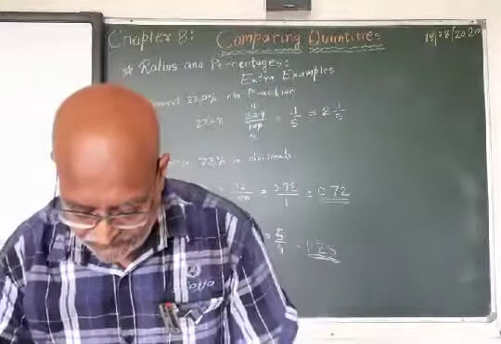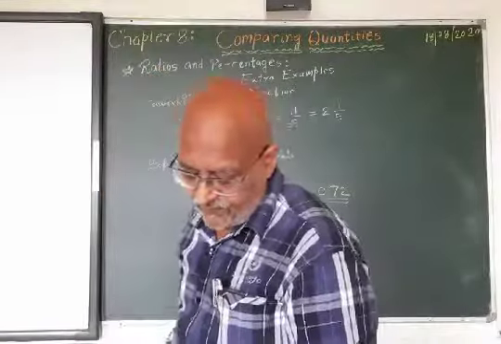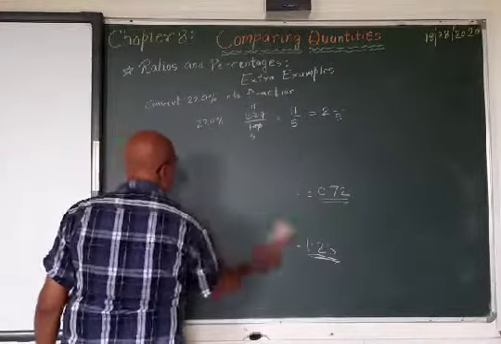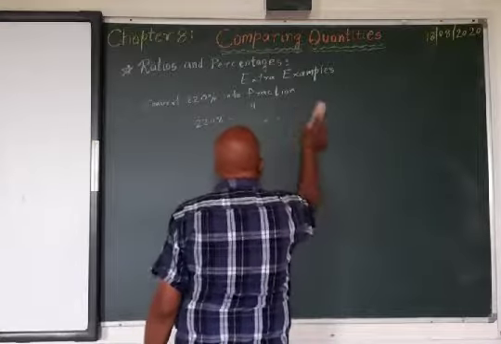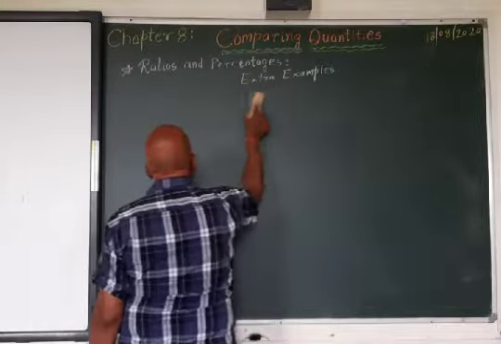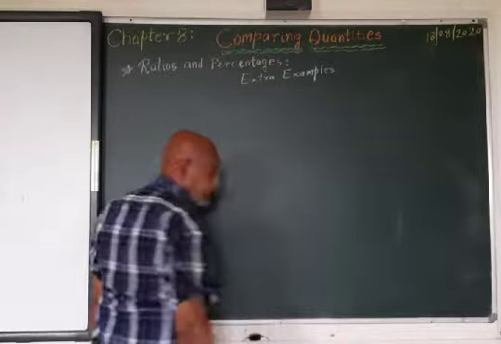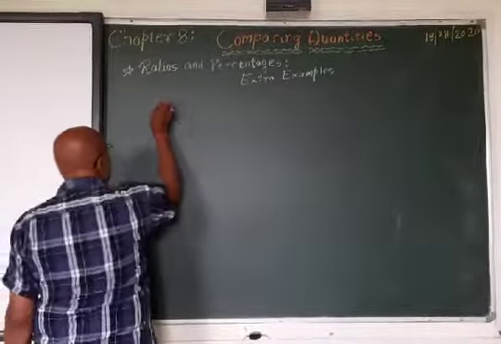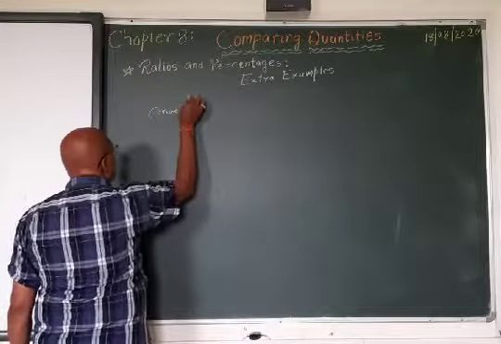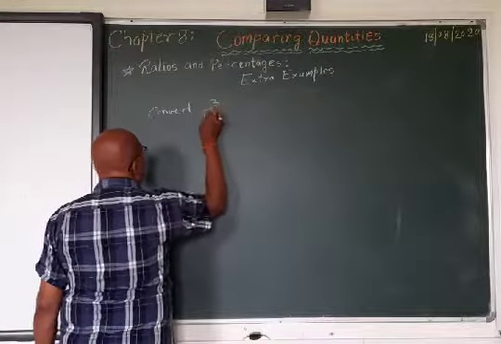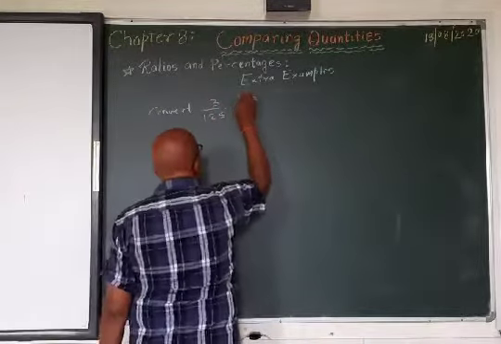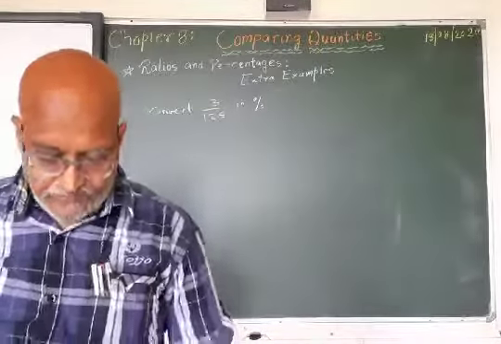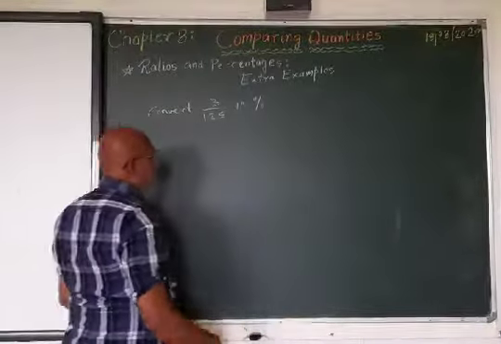Now express each of the following as a percentage. We have to convert into percentage. Let's take one example. Fractions are being given here. Sorry, you have to convert into percentage. So convert 3 upon 125 into percentage.